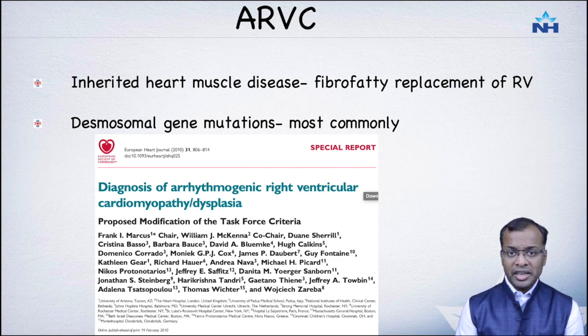The diagnosis of ARVC is primarily defined and adopted from the 2010 task force criteria, where leading cardiologists and imagers from around the world put their minds together, looked at some of the proven cases and came up with this diagnostic criteria. This is called the revised task force criteria, whereby they have revised the prior guidelines which were given in 1997.